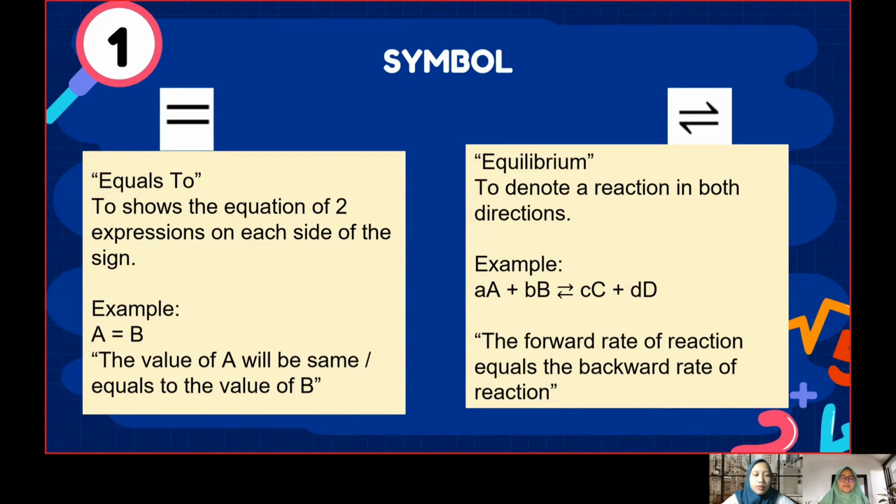First, we have equals to shows the equation of two expressions on each side of the sign. For example, A equals B. The value of A will be the same or equal to the value of B. And then the second is equilibrium, to denote a reaction in both directions. Example, AA plus BB equilibrium to CC plus DD. The forward rate of reaction equals the backward rate of reaction.